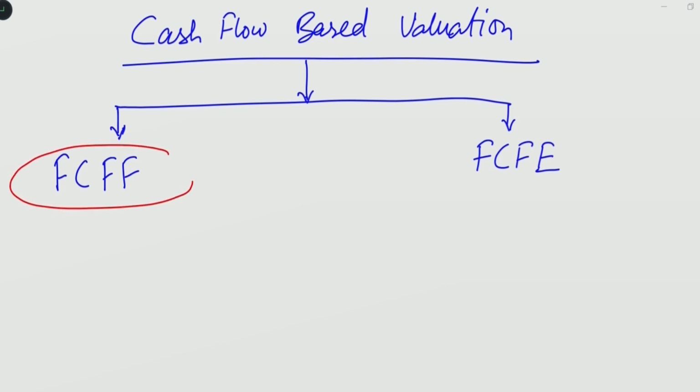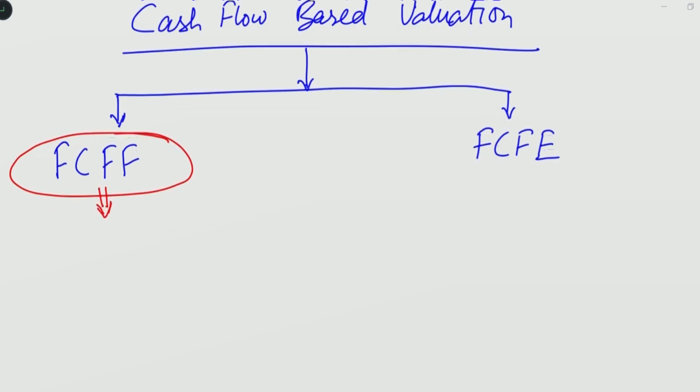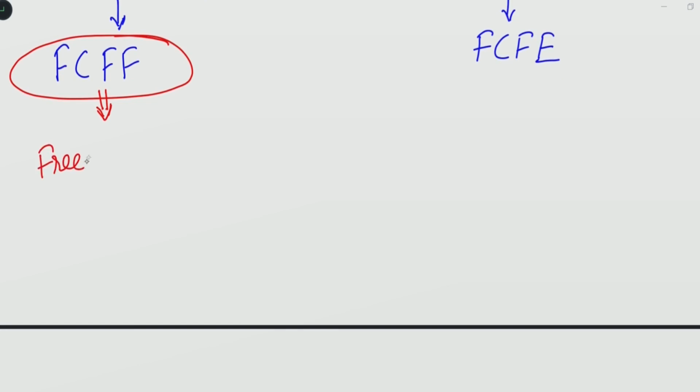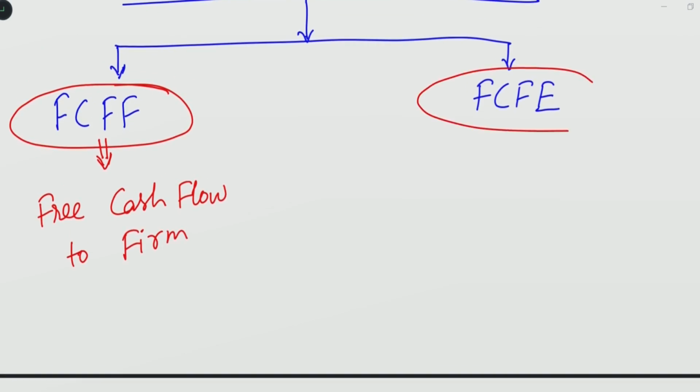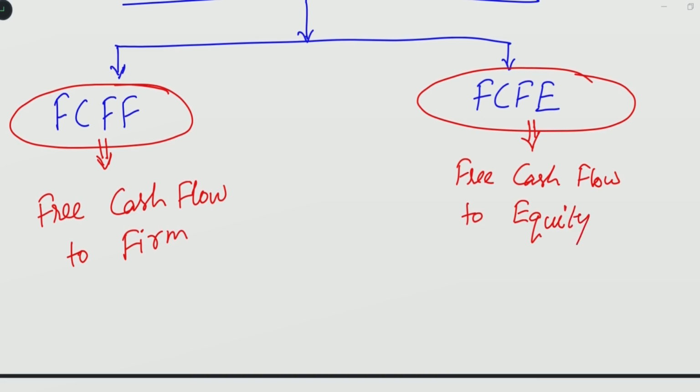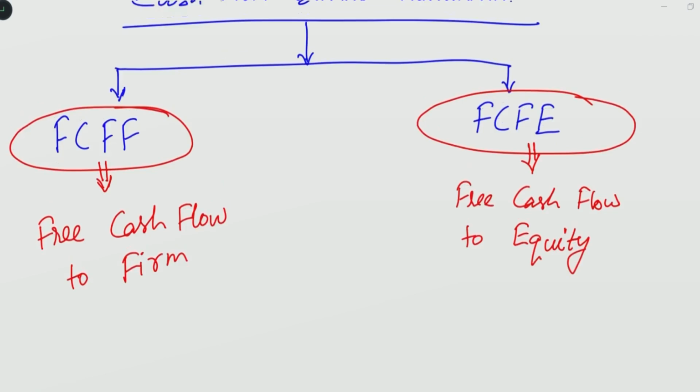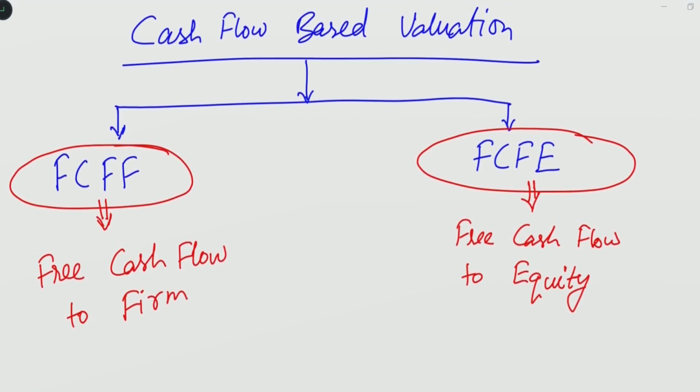Let us talk about that. FCFF is free cash flow to firm. On the other side, FCFE is free cash flow to equity. Free cash flow to firm and free cash flow to equity.